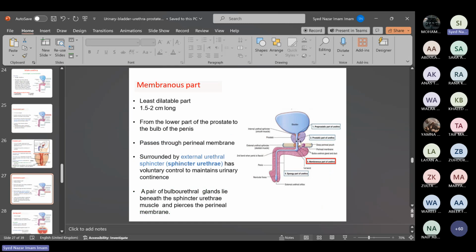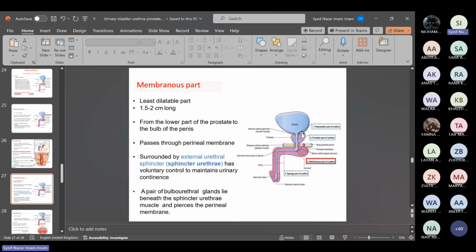Now, this is the prostatic urethra, very important again, very important for your exam, and surgically also it is very important because you will learn later that to remove the prostate, we need to go through the urethra. This is called transurethral resection of the prostate, TURP.